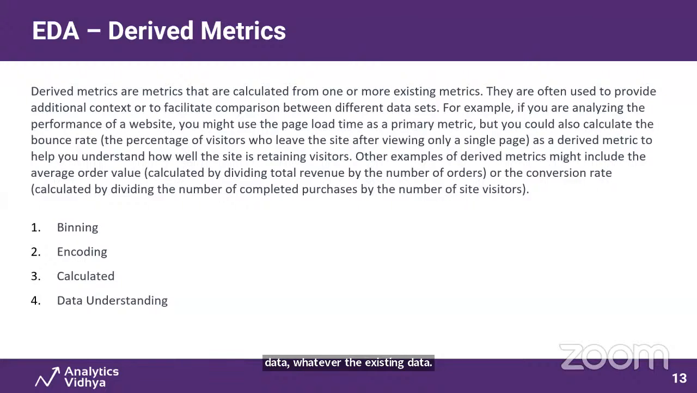Then calculated. Suppose my sales is given and my production cost is given, and I have to get the profit, but the profit column itself is not given. I can derive it by calculating my sales or revenue minus my production cost. That will give me the profit. Likewise, I can calculate some column. That is the derived metric. And from understanding the data, depending on your experience and the data pattern, you can also get more derived metrics. These are some of the ways of getting derived metrics.